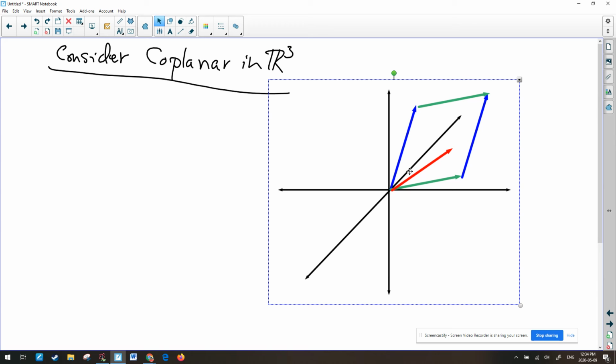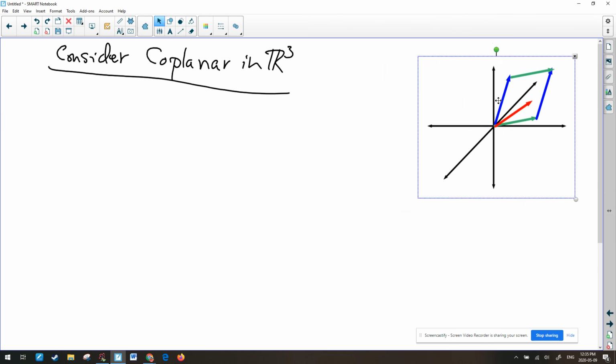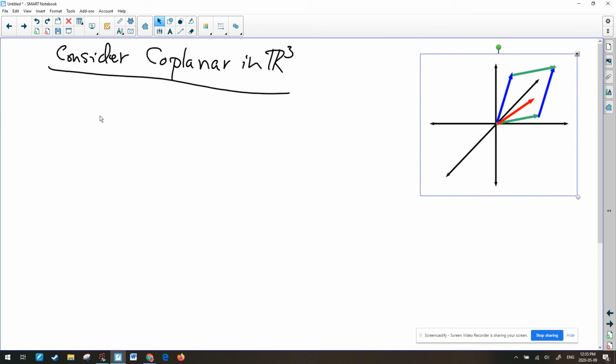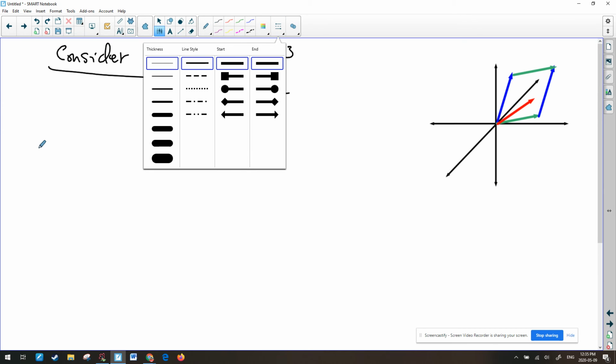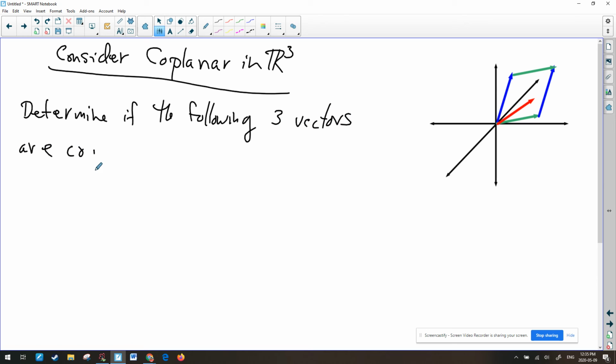Again, we're going to have different tools to do this going forward, but I'm going to show you another way to do it, which is good for depth of understanding. This is not the most trivial way after we've done more learning, but it's effective for grooming our depth of understanding. Okay, so here we go. Determine if the following three vectors are coplanar.